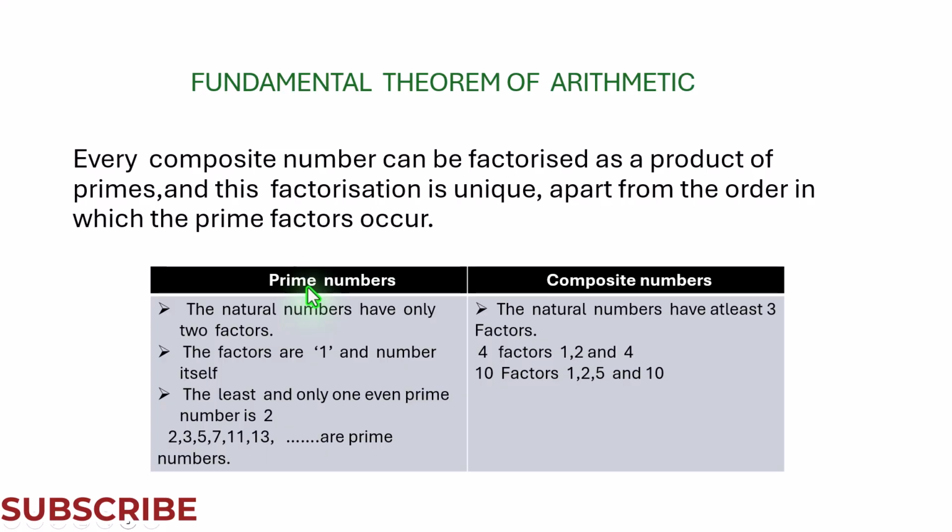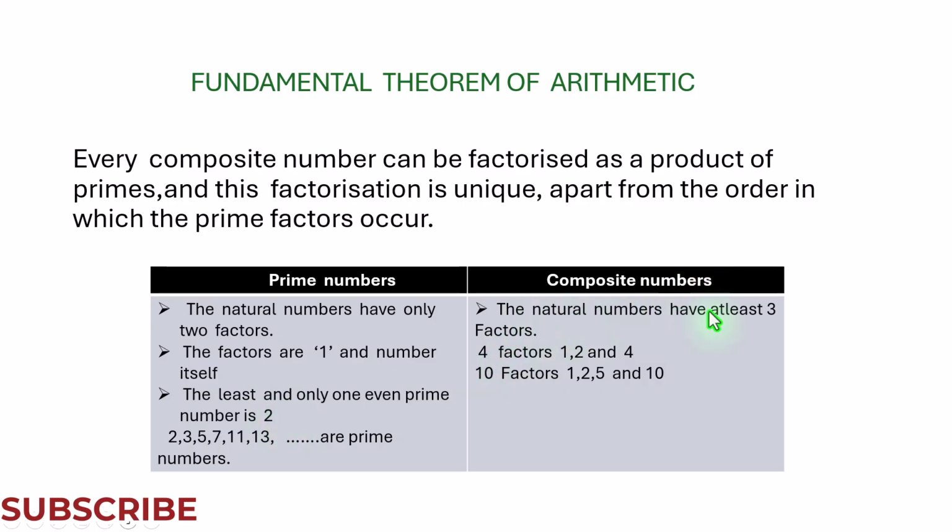Depending upon the number of factors, natural numbers can be divided into two categories, prime numbers and composite numbers. First, prime numbers: natural numbers that have only two factors, 1 and the number itself. The least prime number is 2, and 2 is the only even prime number. 2, 3, 5, 7, 11 are prime numbers. 2 has only 2 factors, 1 and 2. 3 has only 2 factors, 1 and 3. 5 has only 1 and 5. 7 has only 1 and 7.